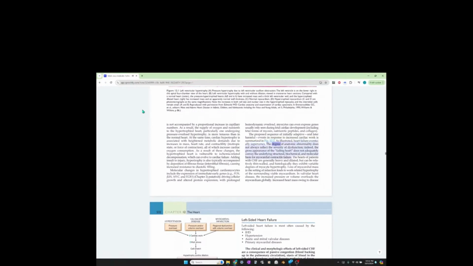Adding insult to injury, hypertrophy is also typically accompanied by deposition of fibrous tissue, causing increased resistance to diastolic filling. Molecular changes in hypertrophied cardiomyocytes include the expression of immediate early genes putatively driving cellular growth and altered protein expression. With prolonged hemodynamic overload, myocytes can even express genes usually only seen during fetal cardiac development. The proposed sequence of initially adaptive and later harmful events in response to increased cardiac work is summarized in Fig. 12.2. As illustrated, heart failure eventually supervenes. The degree of anatomic abnormality does not always reflect the severity of dysfunction.